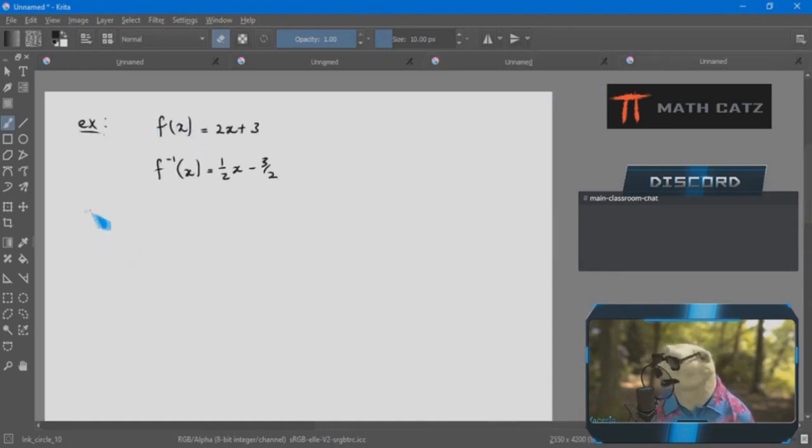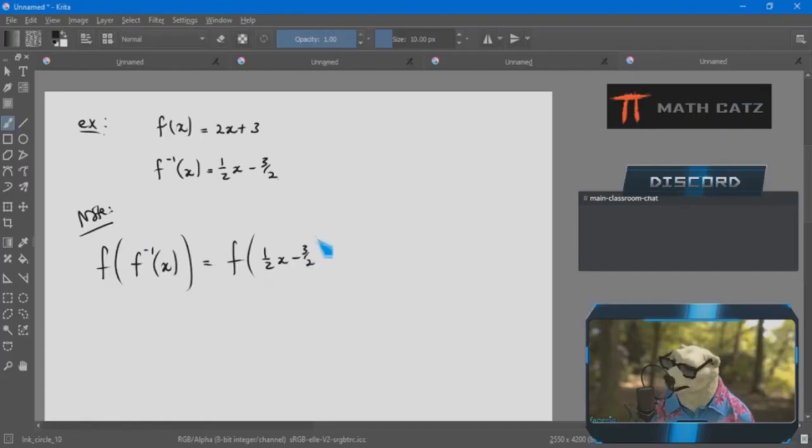Another connection is that if I compose these two, what does that mean? It means create a function of a function. So I'm going to take the first function as the outside function and the other function as the inside function. What do I get? Well, I work inside out. So I apply this 1/2 x minus 3 over 2 first. That's the inside. Then f is applied to that.